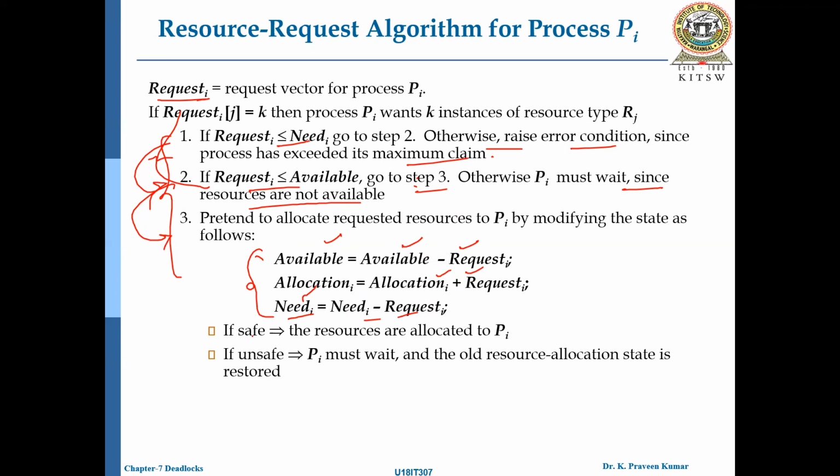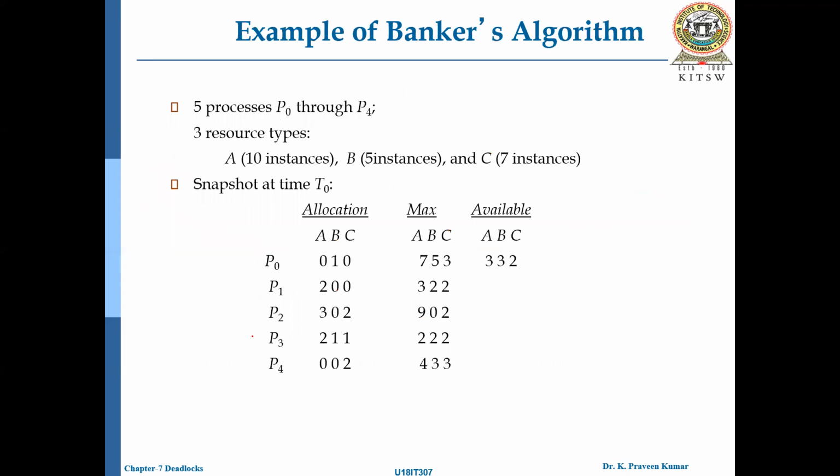When the resources are allocated to Pi and the system remains in a safe state, then we can say that the system is in a safe state. And if Pi must wait and the old resource allocation state is restored, then we can say that the system is unsafe. So let us discuss this with an example.